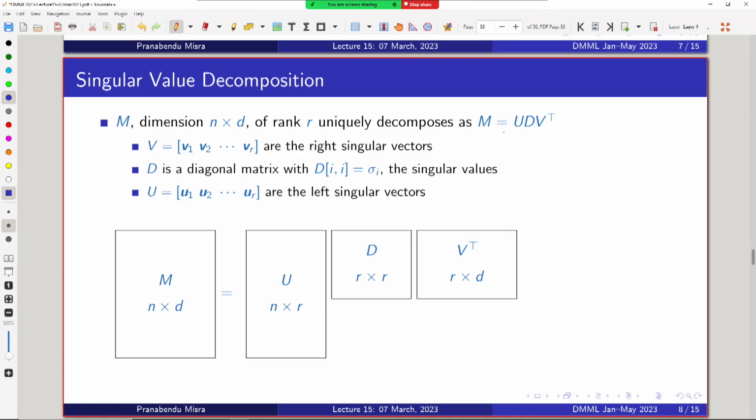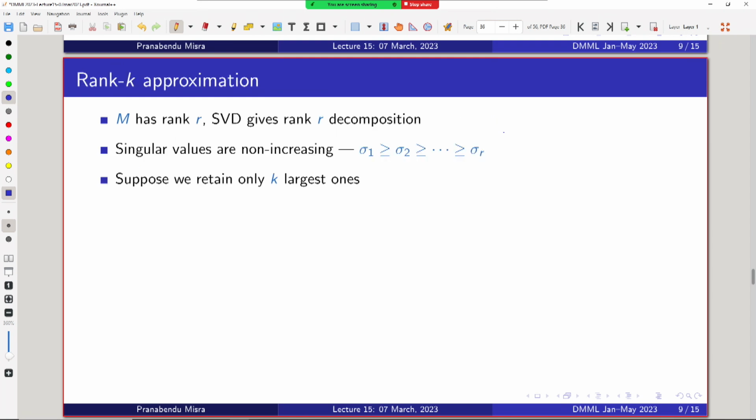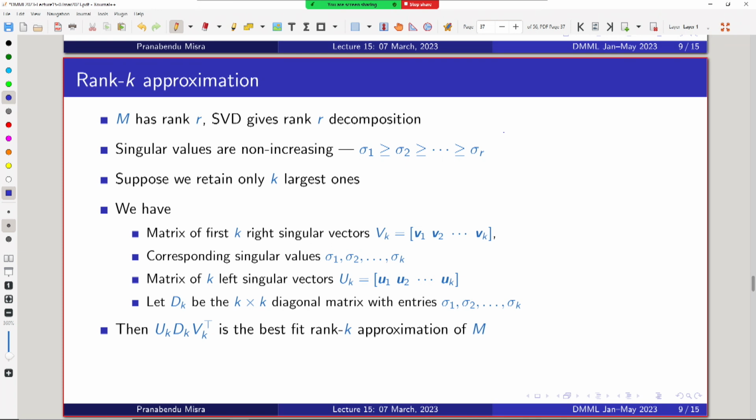So, this is not so interesting. Yeah, so this is once again expressing the singular value decomposition. The way we use this is to come up with the best rank k approximation of a given matrix.